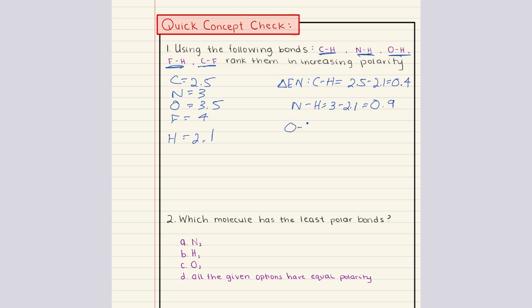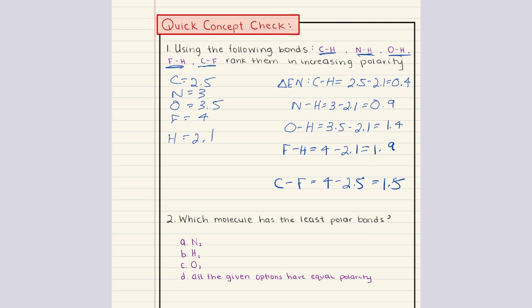Third, we have our oxygen-hydrogen bond. This is going to be equal to 3.5 minus 2.1, and this is equal to 1.4. For our fluorine-hydrogen bond, this is going to be 4 minus 2.1, and that is equal to 1.9. Finally, we have our carbon-fluorine bond. This is going to be 4 minus 2.5, and that's equal to 1.5.